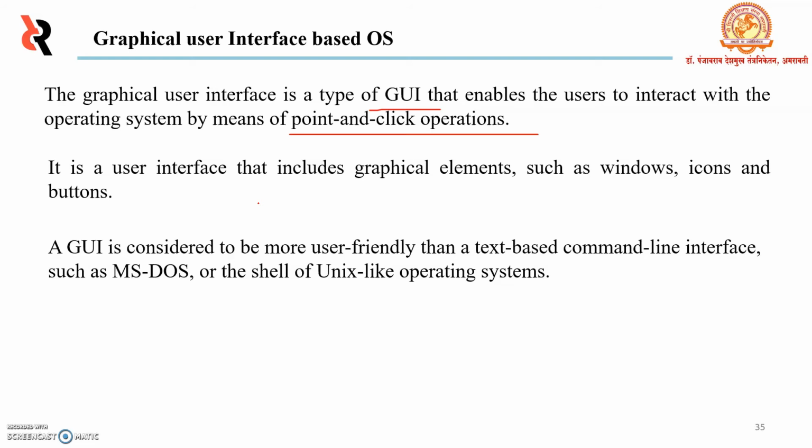The GUI is considered to be a very user-friendly interface because each object is represented with a corresponding icon. Unlike the other user interfaces, the users need not provide text commands for executing tasks. GUI is considered to be more user-friendly. Why? Because there is no need to use the command line or remember commands like in MS-DOS or in Unix.